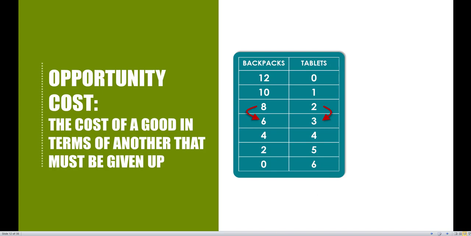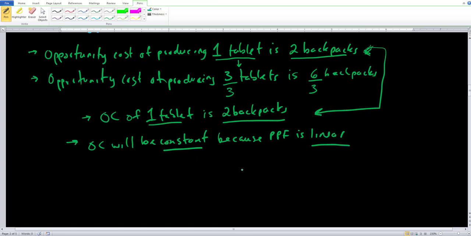One thing we can also do is not only find the opportunity cost of good A, we can also find the opportunity cost of good B. We just need to work in the opposite direction. So let's do that. Let's find the opportunity cost of producing one additional backpack.